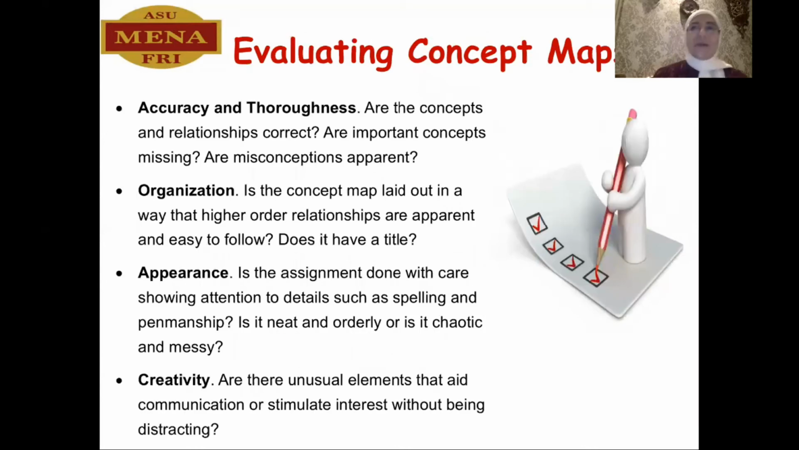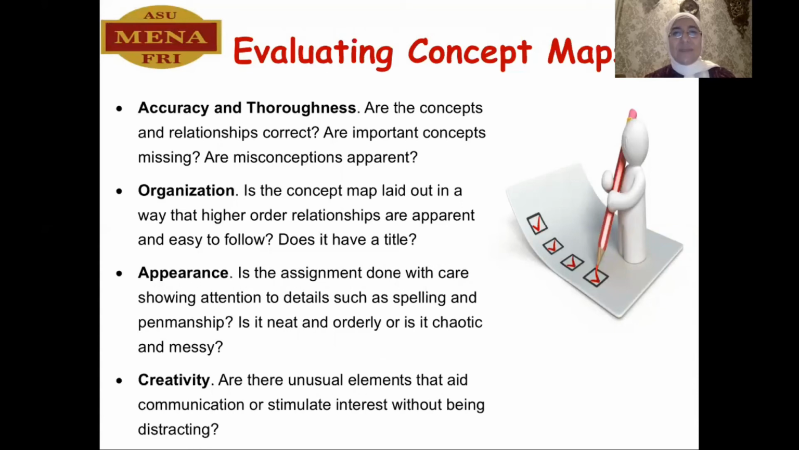Evaluating a concept map. How can we evaluate a concept map? Number 1, accuracy. Number 2, organization. Number 3, appearance. Number 4, creativity. For accuracy, I ask myself, are the concepts and relationships correct? Are important concepts missing? Are misconceptions apparent?